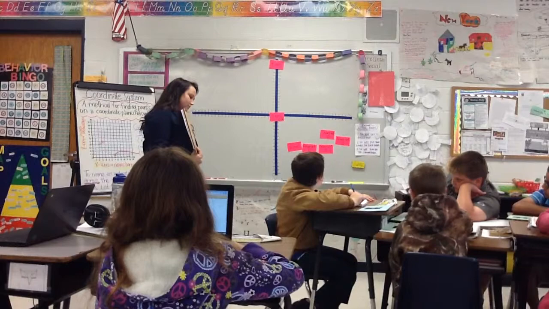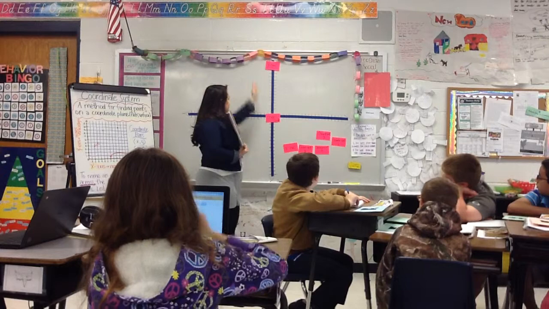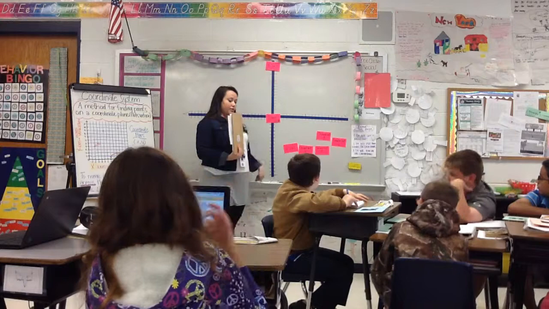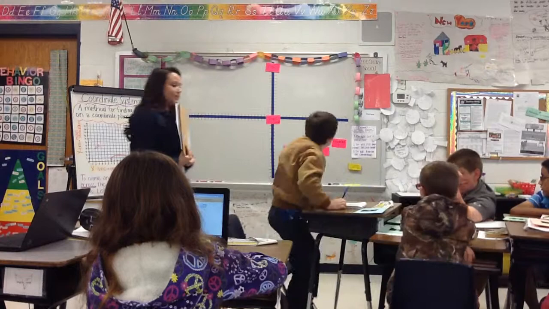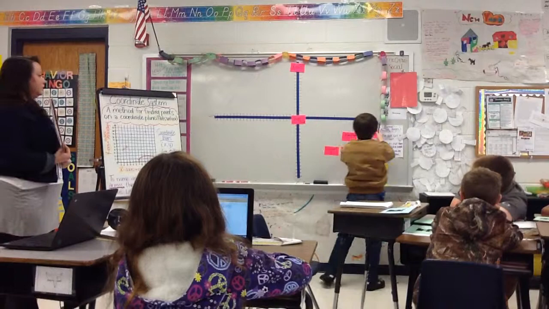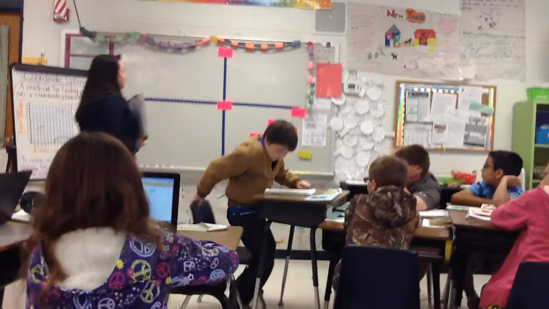Think about the y-axis. Y is this line right here that runs vertically, which means up and down. It runs up and down. So sideways, excellent. Will you label the x-axis for us? Perfect. And I'm not going to go through each one of these individually.